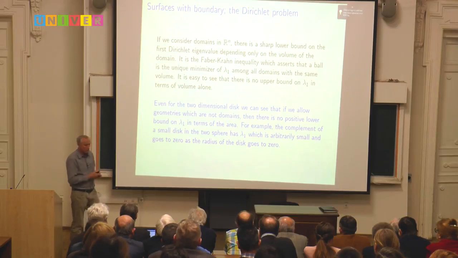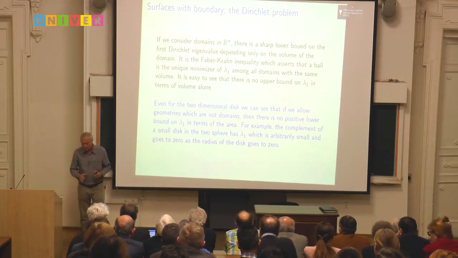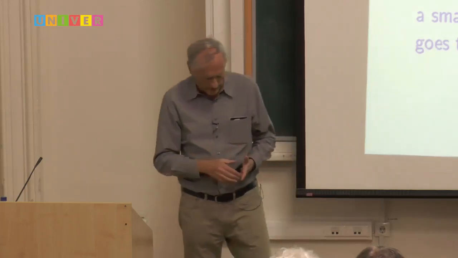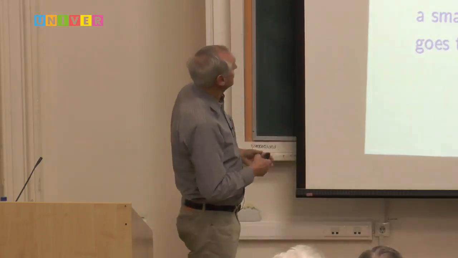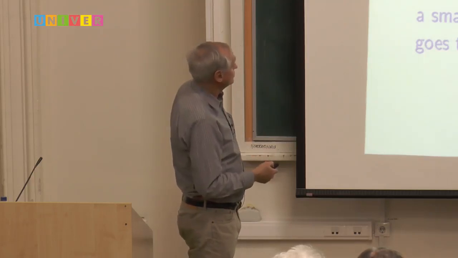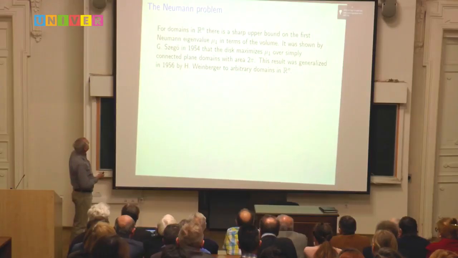So from the general point of view of the geometric type problem, the Dirichlet problem doesn't look very good. So even for the disk, there won't be a minimum, and we could ask the similar thing for the Neumann problem.